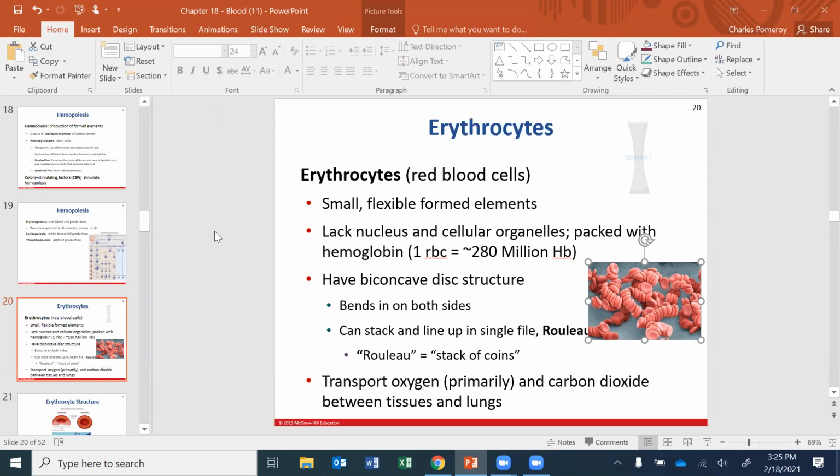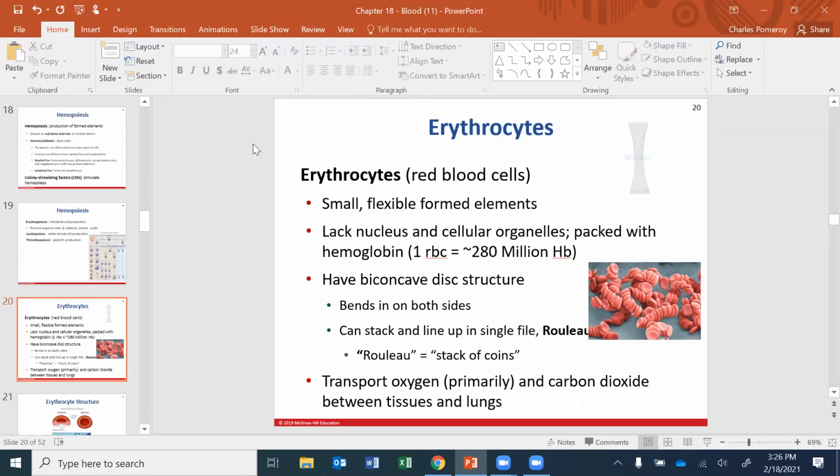We'll actually learn later that most of the carbon dioxide being transported in your blood is not being transported by red blood cells. It's actually being transported in the form of a substance called bicarbonate, and that's going to come a little bit later in the semester. So let's not worry about that right now. Let's just associate red blood cells with the transportation of oxygen.